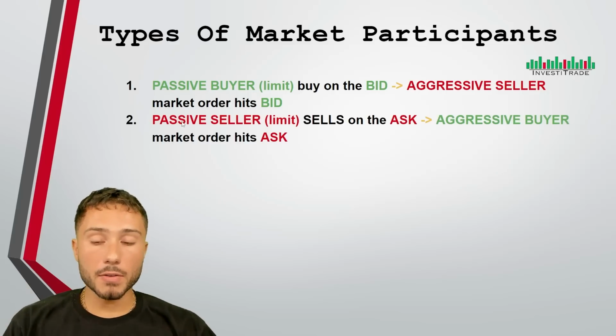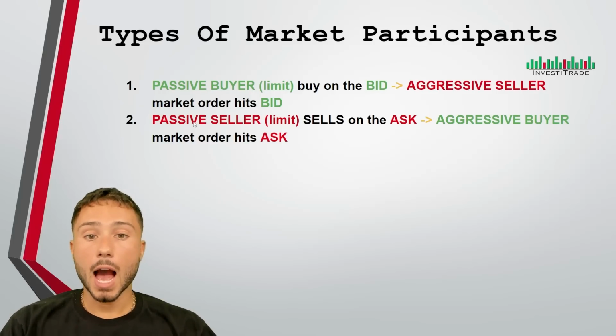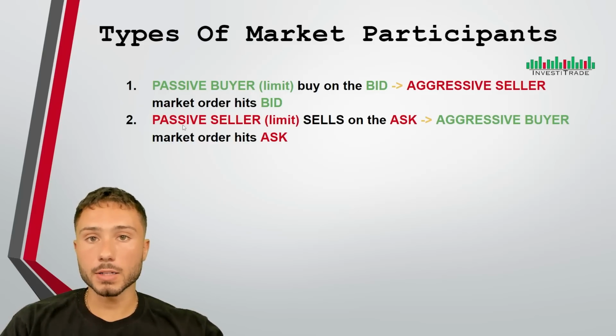Now, flip it on the other side. We have a passive seller who has a limit order looking to sell on the ask. I want to sell when it comes up to $100, but it's only trading at 90 right now. I'm waiting, I'm passive, I am not so aggressive.